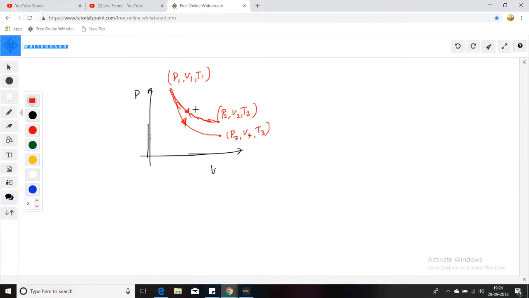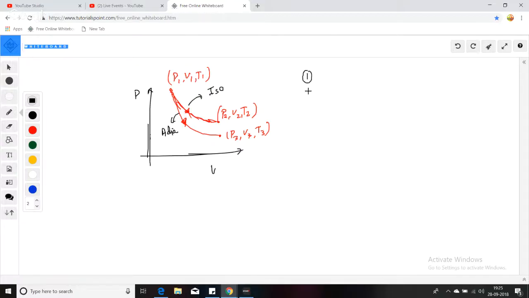So which one is isothermal and which one is adiabatic? The answer is clear, right? The upper one is isothermal, and the lower one is adiabatic. But this is not the question. The question is something else. It is given in the question that the upper one is isothermal and the lower one is adiabatic. So what is the question?